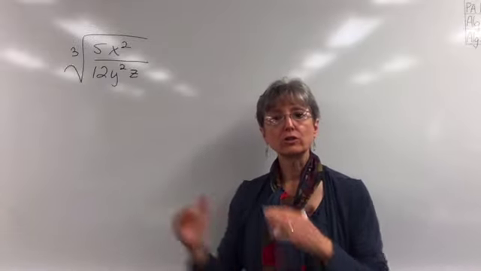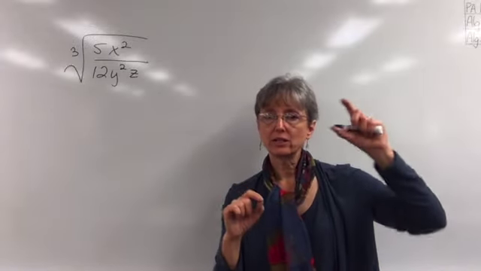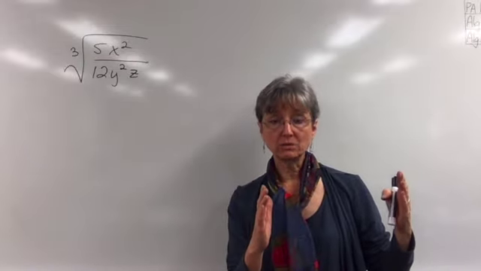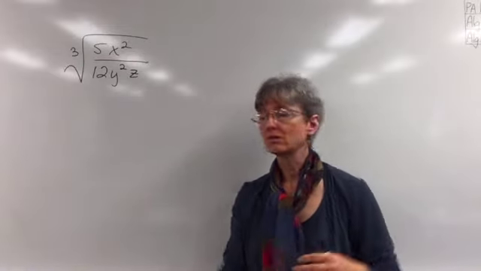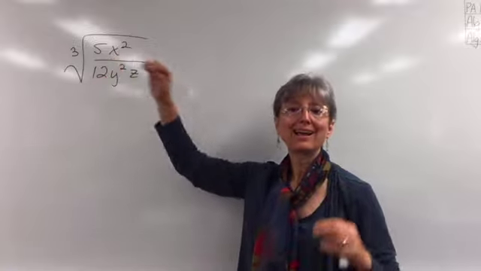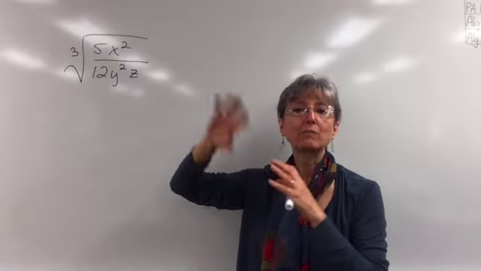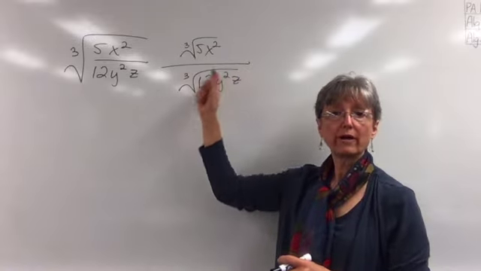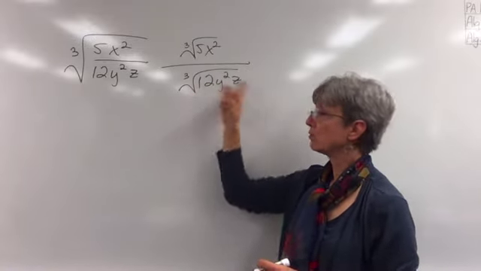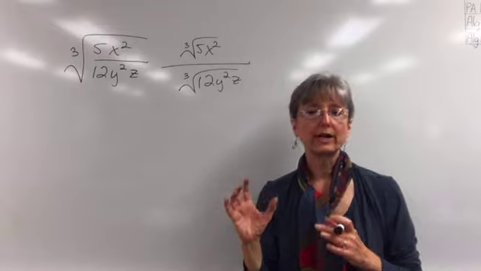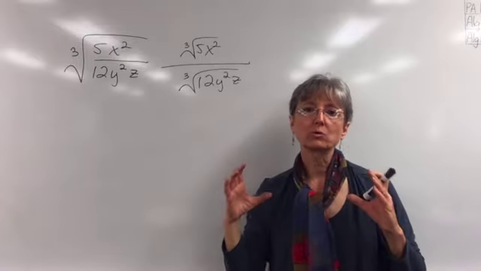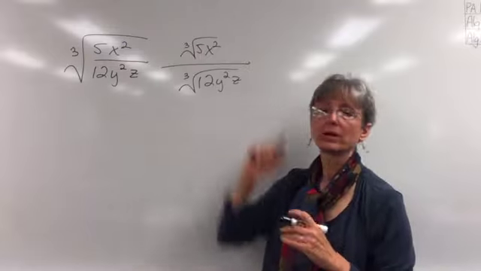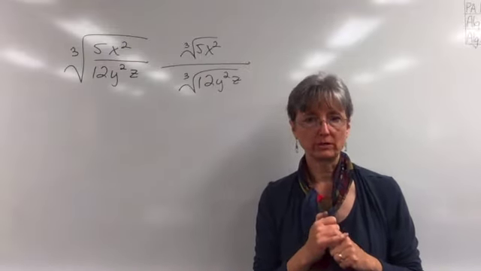So the first thing we're going to do is we're going to split it up. Just like I showed you, I could have two separate radicals and combine them into one. I can go backwards. These are two separate, one combined into one. I'm going to make them two separate. So I have the cube root of 5x squared divided by the cube root of 12y squared z. The reason why I did that is because this denominator is what I need to rationalize, and I want to focus on it, so I separated it from the numerator.